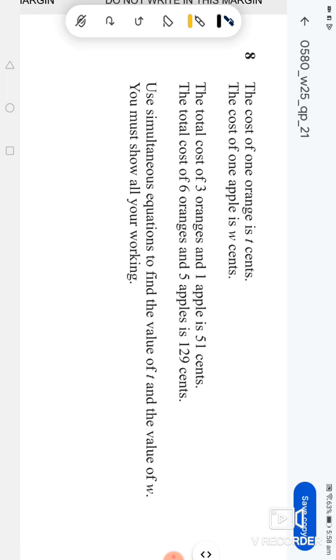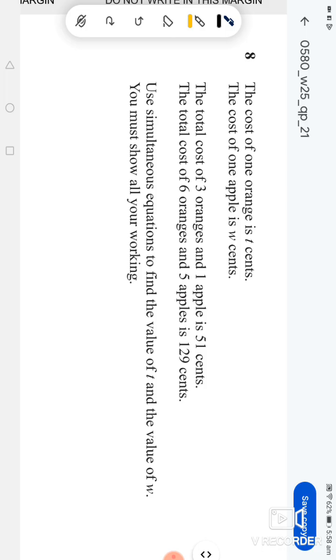Question 8. The cost of one orange is T cent. The cost of one apple is W cent. The total cost of 3 oranges and 1 apple is 51 cent. The total cost of 6 oranges and 5 apples is 129 cent. Use simultaneous equations to find the value of T and W.